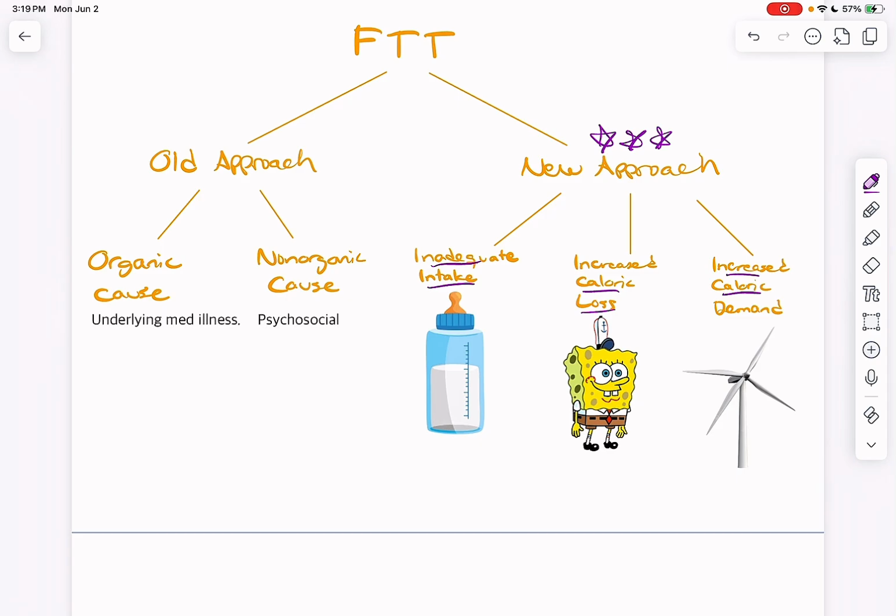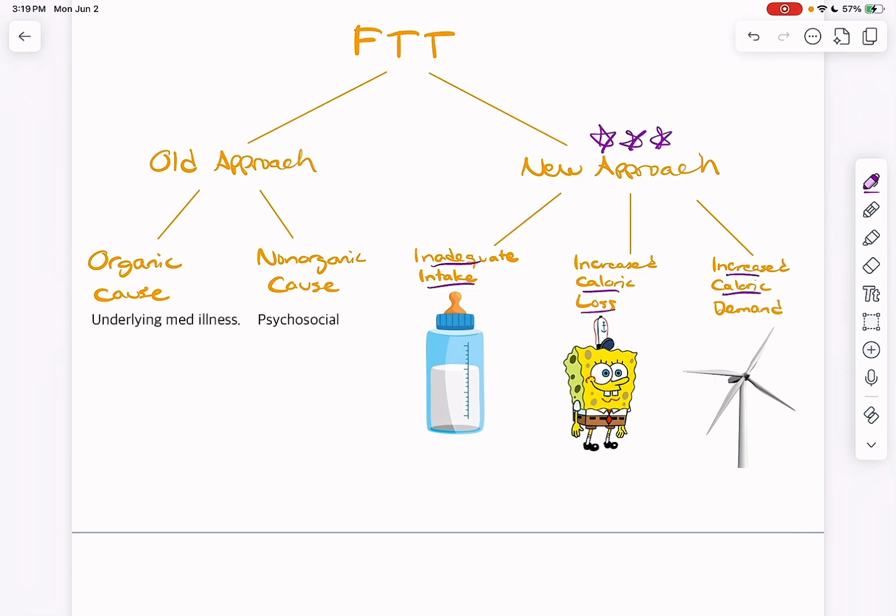Like economics in the real world, we have supply and demand, and it's just the same for the caloric demand for children. So whether it be a hypermetabolic state or a chronic illness, there can be increased caloric demand for the child, leading to potentially failure to thrive in this case.